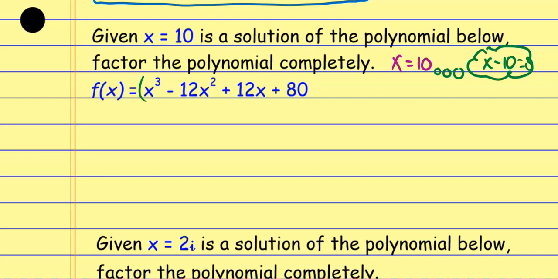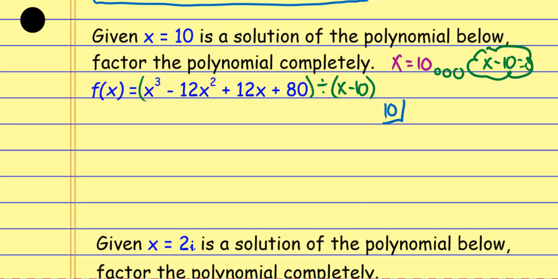One, when we're doing this, that's what we're actually dividing by. We're going to divide this guy by x minus 10. The other thing is this: when we go to put this in synthetic division and do the division here, we have to remember that what goes in the box is the solution of that factor. So what goes in the box is actually the 10 that was given.